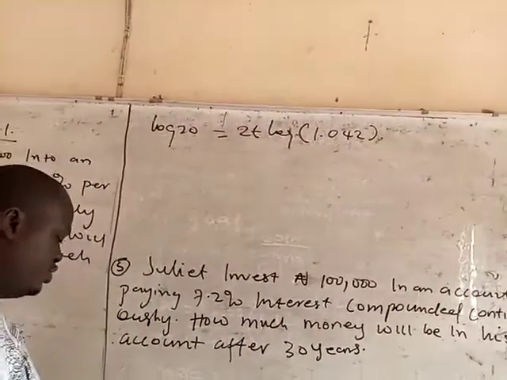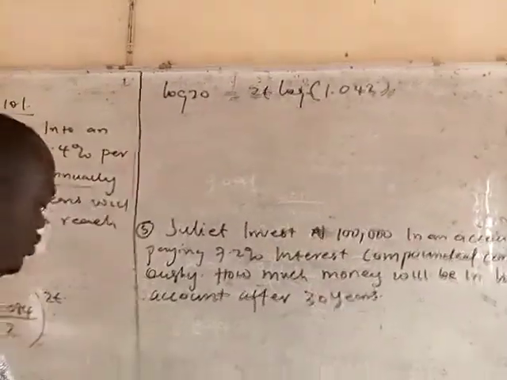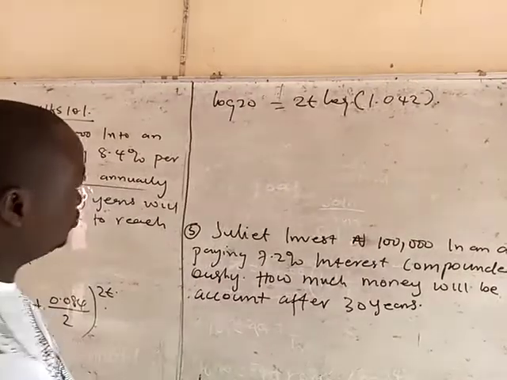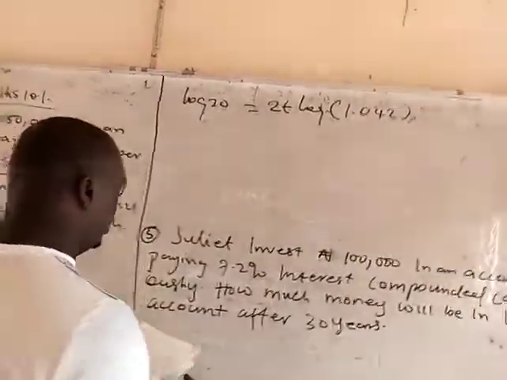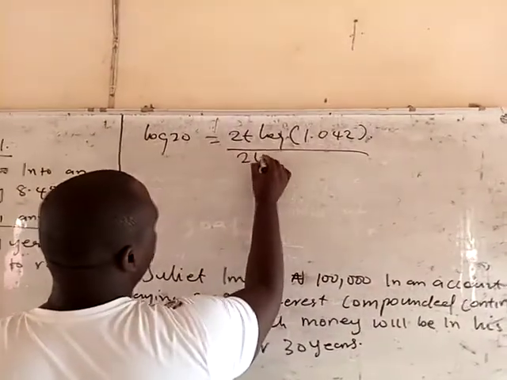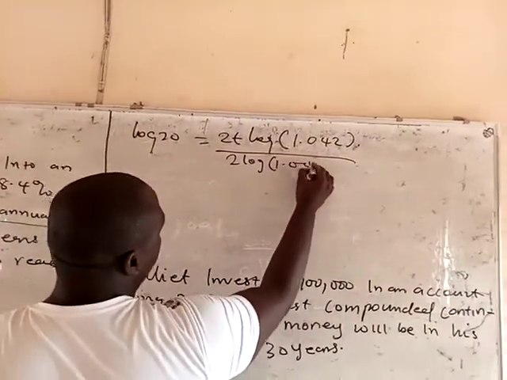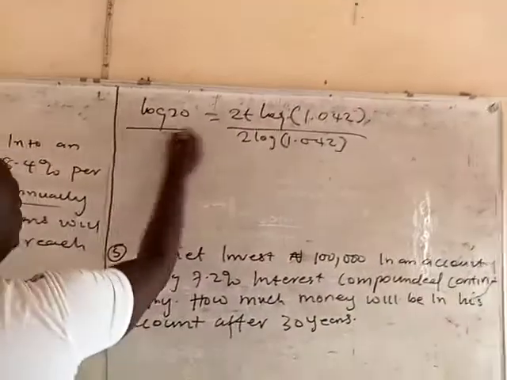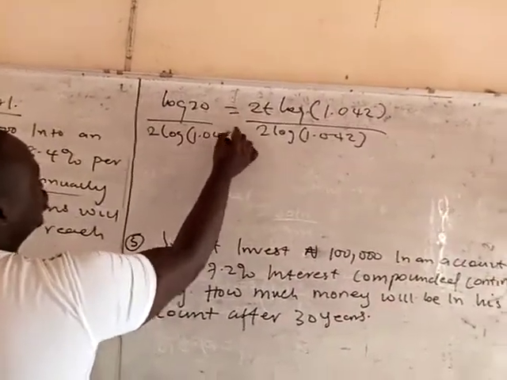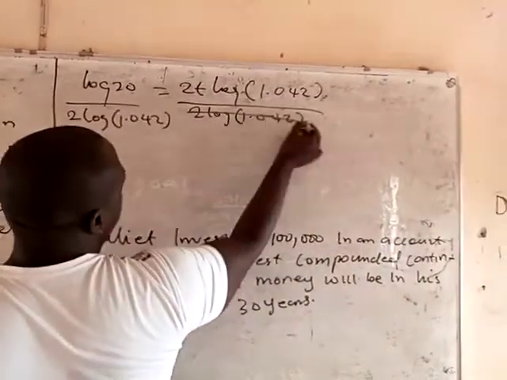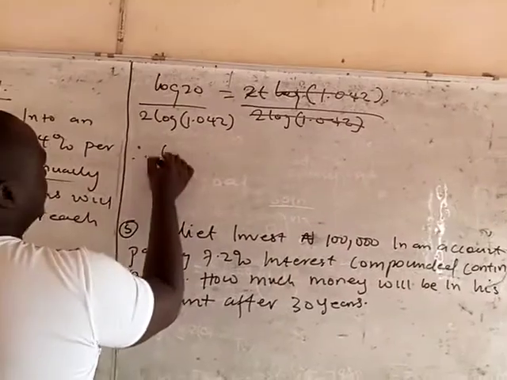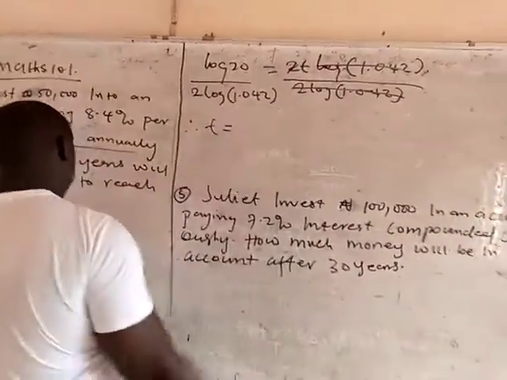Remember, what I'm still working is to find my word. I want to find my word T. So from here, all I have to do is I'm going to have to divide everything by what? 2 log 1.042. Now divide everything by 2 log of 1.042. So this goes with this goes with this. So I have T. Therefore, my T should be this divided by this.